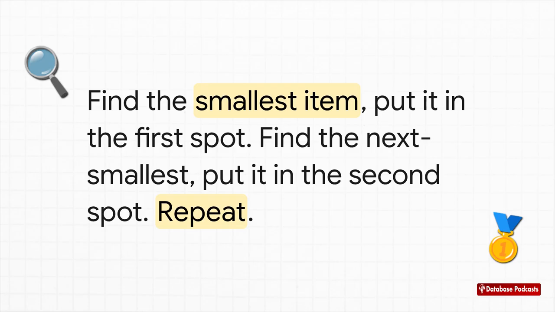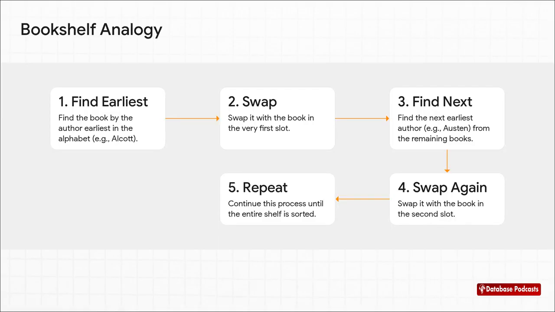Then it just ignores that first item, scans the rest of the list for the next smallest item, and swaps it into the second position. It just keeps doing this, shrinking the part of the list it has to worry about until there's nothing left to sort. Think about it like you're organizing a messy bookshelf.